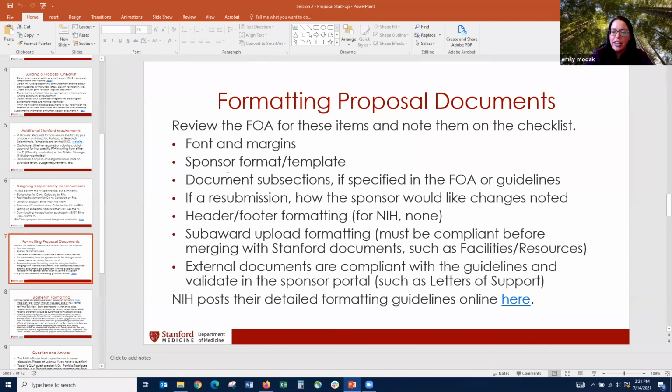If it's a resubmission, how does the sponsor want you to note the changes? Do they want it in red type? Do they want a black bar on the right side? They'll usually tell you how they want to see that, so make sure your PI has done that.